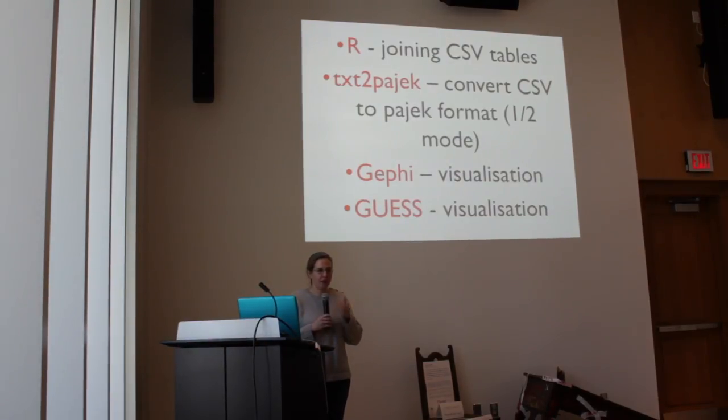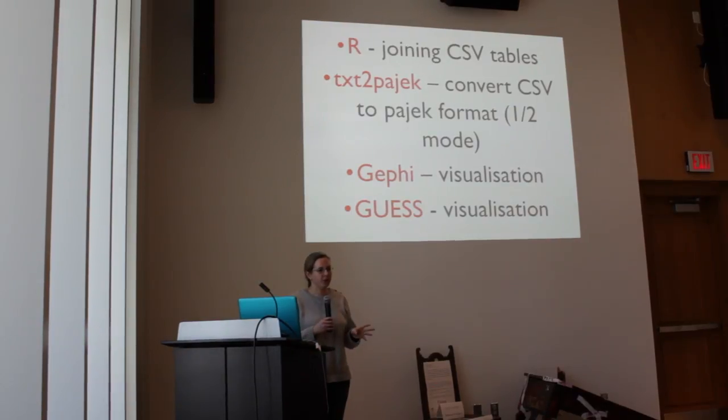So we started out by using R to do the join, which is a little weird, I'm sure, to most of you who are used to database type joining, which I am too, but hey, R worked quite well. We didn't have to do much to our CSV tables; they were very clean. We found a nifty little program called Text2Pyac that took our CSV file of two columns and converted it to a .NET file, which is what this other program, Pyac, uses. So we then imported it into Pyac and created our first graphs.